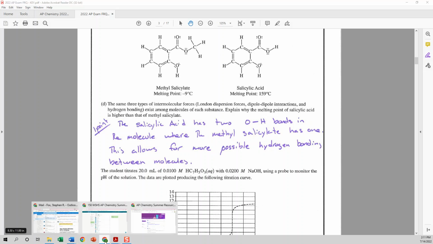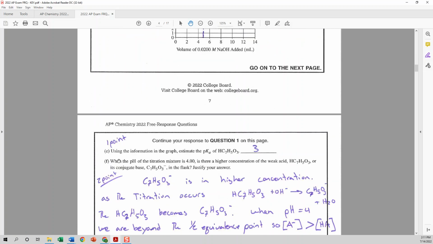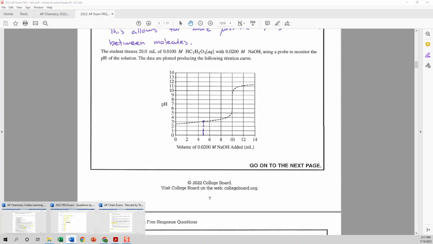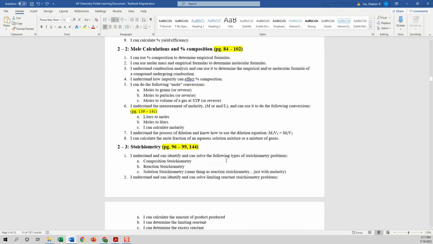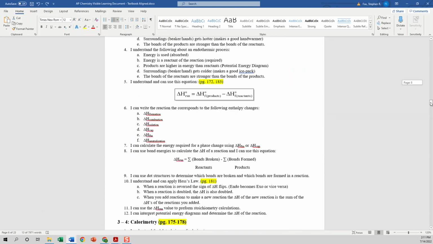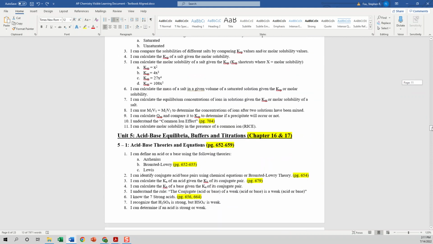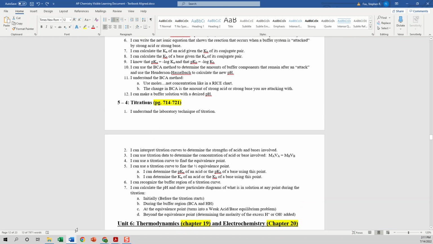And then let's go to, so they give us a titration curve, and so let's go to E. Okay. So the rest of the questions here are all from Unit 5, and they're all basically Unit 5 titration questions. There might be a couple that are a little bit different, but 5-4 is titration.